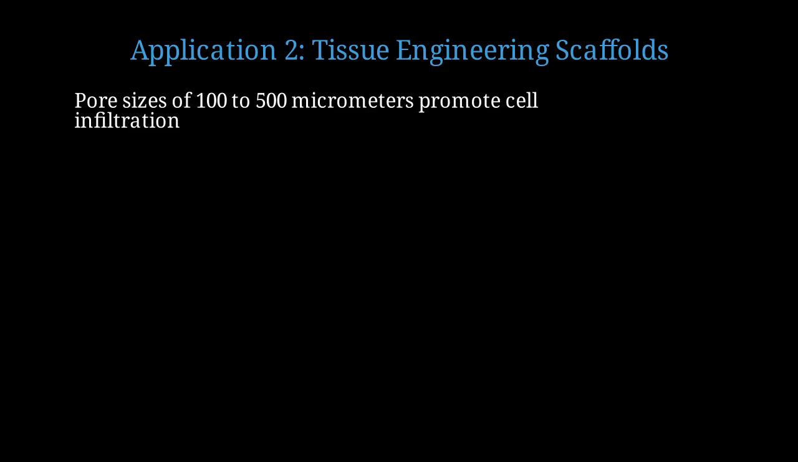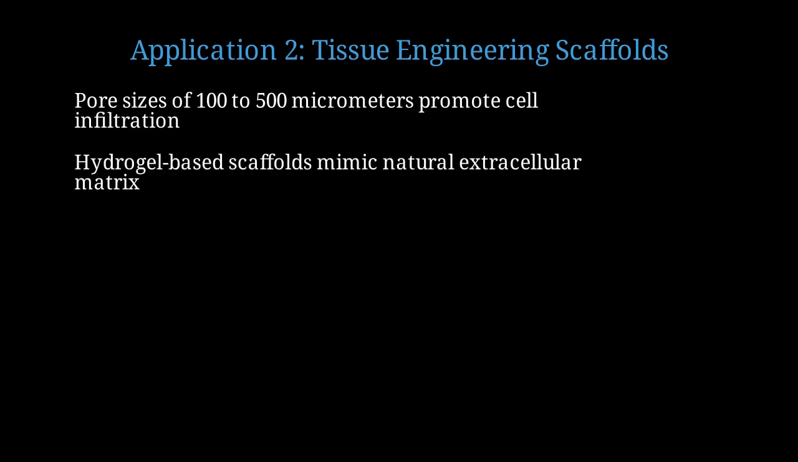Our second application is tissue engineering scaffolds. Here, biocompatibility and controlled degradation are as important as structure. For tissue engineering, pore sizes between 100 and 500 micrometers are optimal for cell infiltration, nutrient transport, and vascularization. Droplet templating provides precise control in this range. Using biocompatible polymers like alginate, chitosan, or polyethylene glycol, droplet-templated scaffolds can mimic the mechanical properties and biochemical cues of natural extracellular matrix.